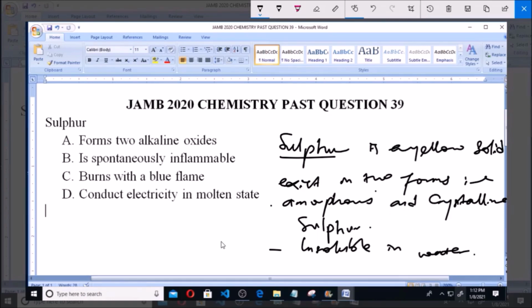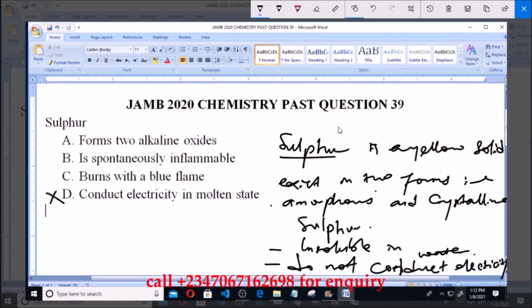Now sulfur does not conduct electricity, so making option D wrong. Sulfur also forms two acidic oxides, that is SO2 and SO3. So these two oxides of sulfur are acidic oxides, not alkaline, making option A wrong.